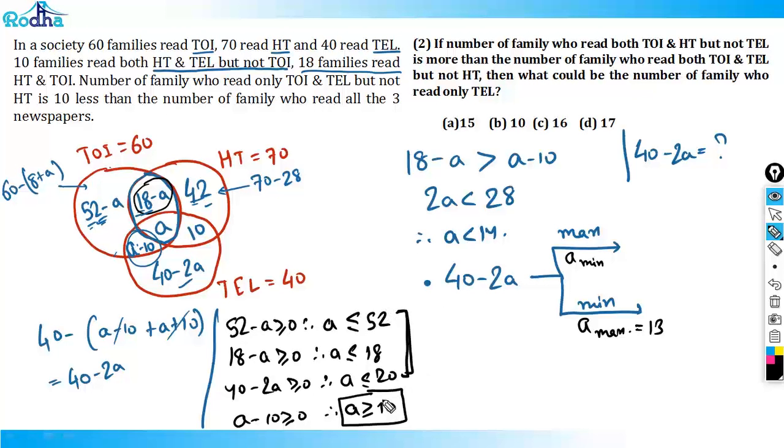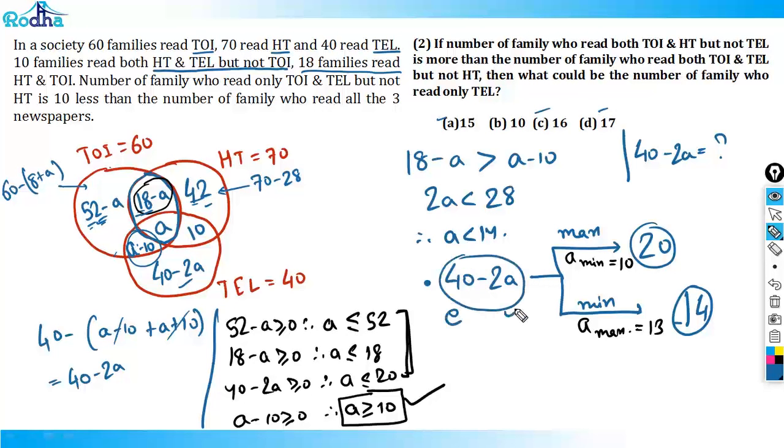And we have discussed already here that since A is always greater than or equal to 10, the minimum value of A will be how much? 10. Correct. So 40 minus 2 into 10 becomes 20. 40 minus 2 into 13 becomes 14. So my answer is 20 and 14, right? So maximum value is 20, minimum value is 14. Among the options, which to mark? Options are 15, 16 and 17. But again, same thing, I need to find the value of 40 minus 2A. 40 is even, 2A is even, even minus even has to be even. So among 15, 16, 17, the only even number is 16. So 16 is the answer for this question, right?